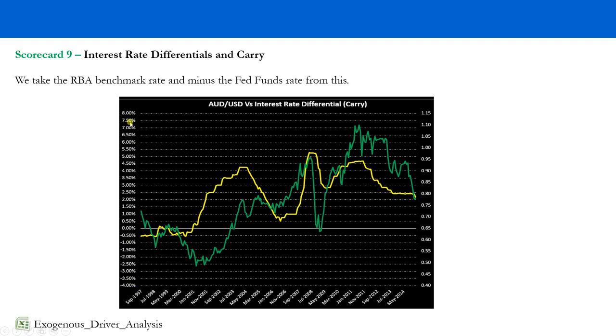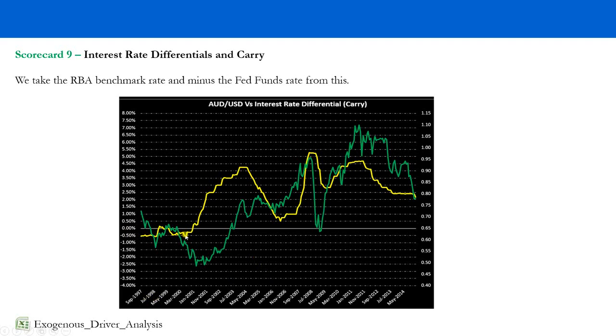Up the left hand side, we have the interest rate differential between the RBA benchmark rate and the Fed funds rate. So this number here is a percentage, which is the RBA benchmark rate minus the Fed funds rate. On the right hand side, we have the Aussie dollar US dollar exchange rate. And you can see the data goes back to 1997 here when comparing them to each other.